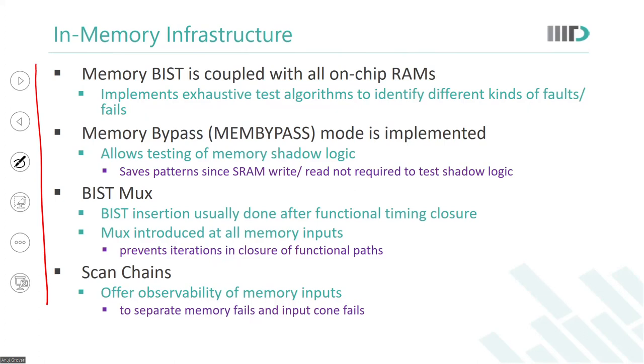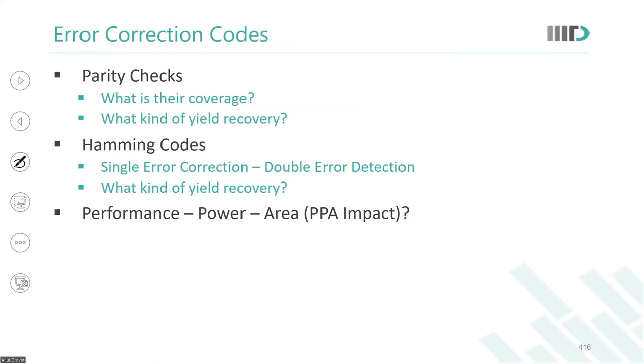So this is about testing. There is one more aspect that we will want to talk about, which is error correction codes. What are error correction codes? I'm sure all of you have heard about it in some course or another. What are error correction codes? So we add some extra information into our channel through which, by deciphering this information and correlating it with the actual information that was sent, we can identify if there is an error or not.